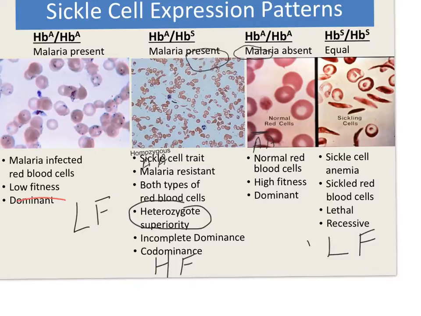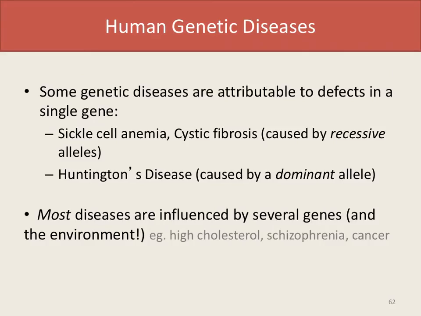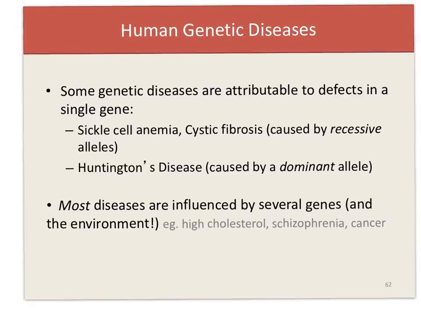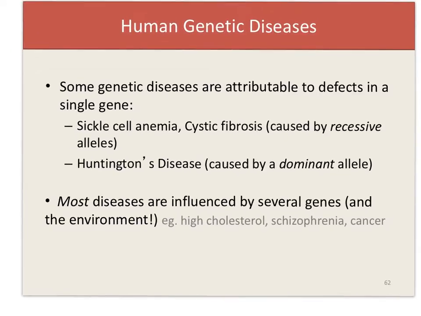This is actually where HBA, HBS, that's called sickle cell trait. Not sickle cell disease, it's sickle cell trait, which means that the red blood cells are resistant to being infected by malaria. Okay, so sickle cell disease, to get it, you need both copies, HBS, HBS. Cystic fibrosis, another genetic disease like that, is also recessive. You need both copies of the allele.